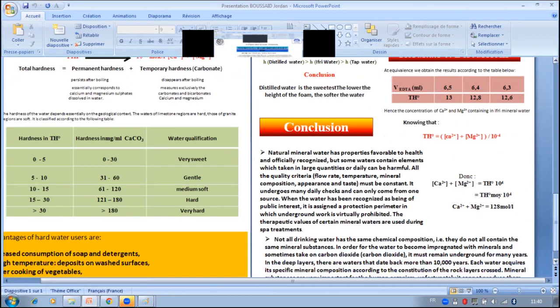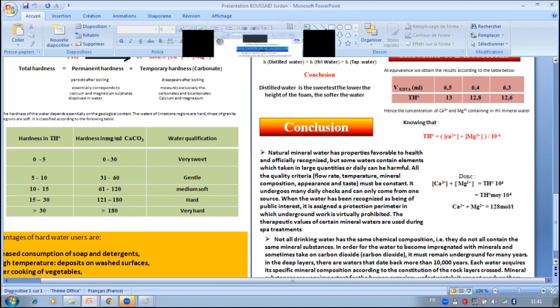Conclusion: natural mineral water has properties favorable to health and officially recognized, but some waters contain elements which taken in large quantities or daily can be harmful. All the quality criteria, flow rate, temperature, mineral composition, appearance, and state must be constant. It undergoes many daily checks and can only come from one source.